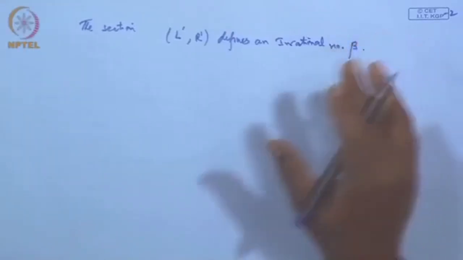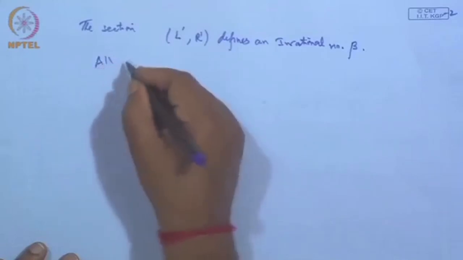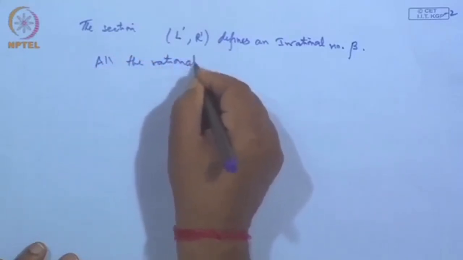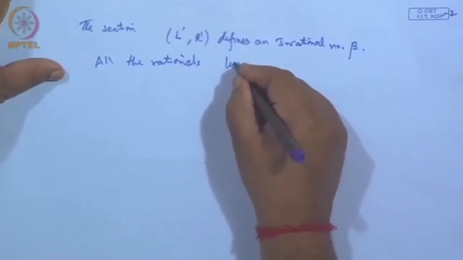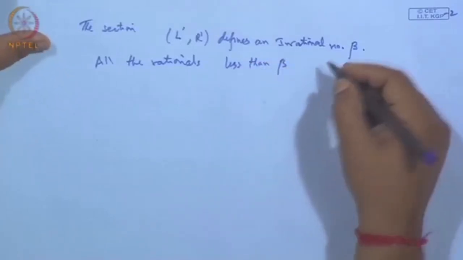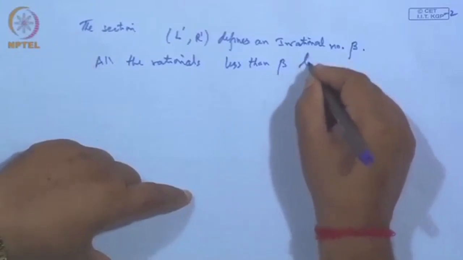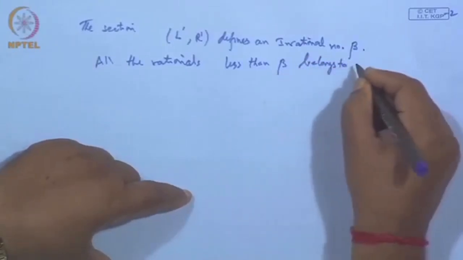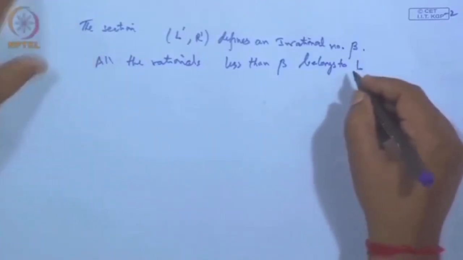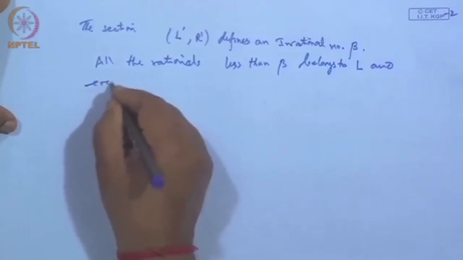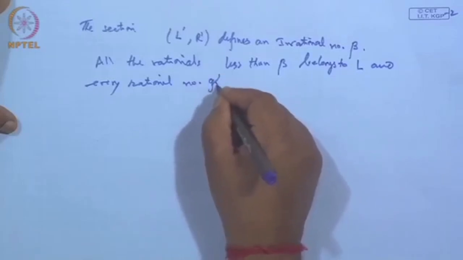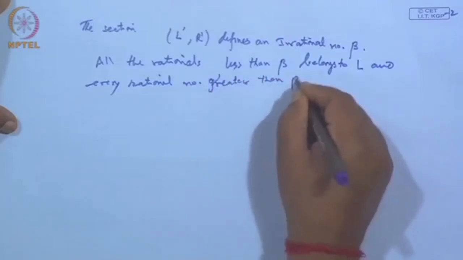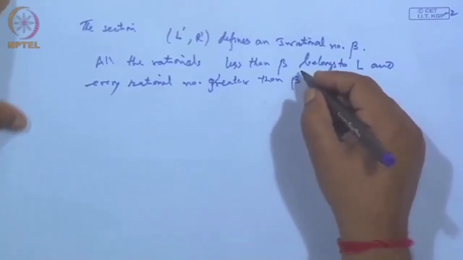Now, our aim is to show that all the real numbers will be either in L or in R. So, all the rational numbers which are less than beta belong to L, and every rational number greater than beta belongs to R.